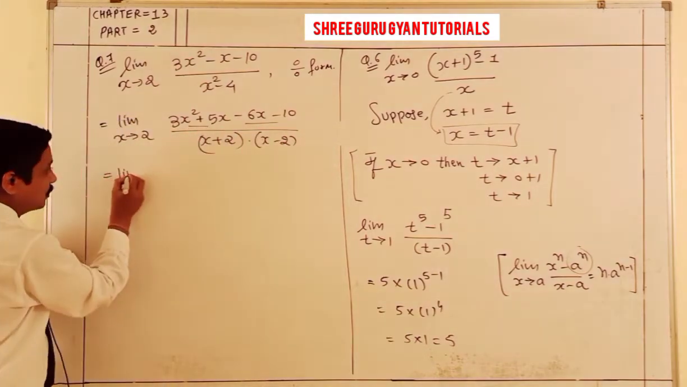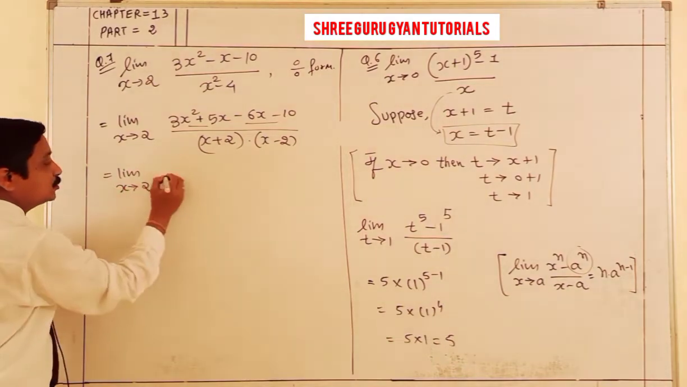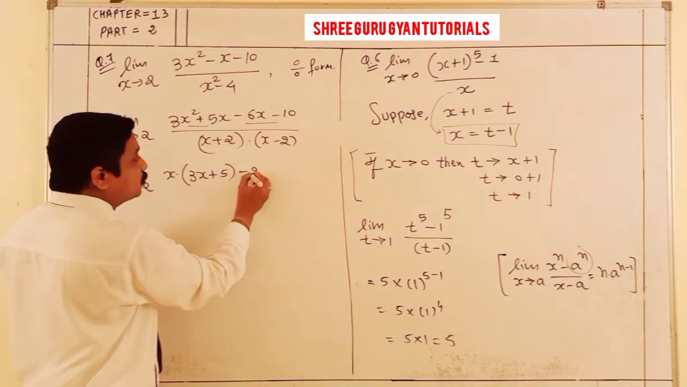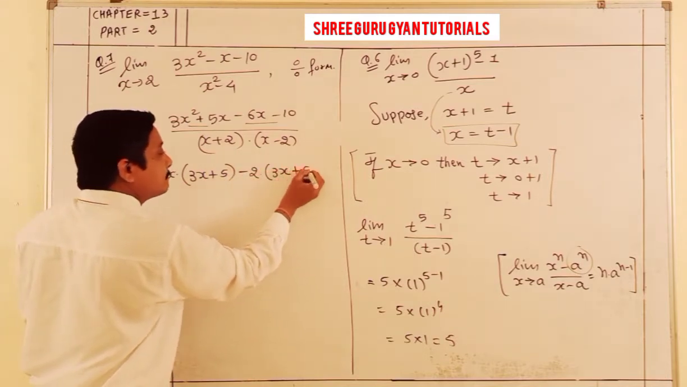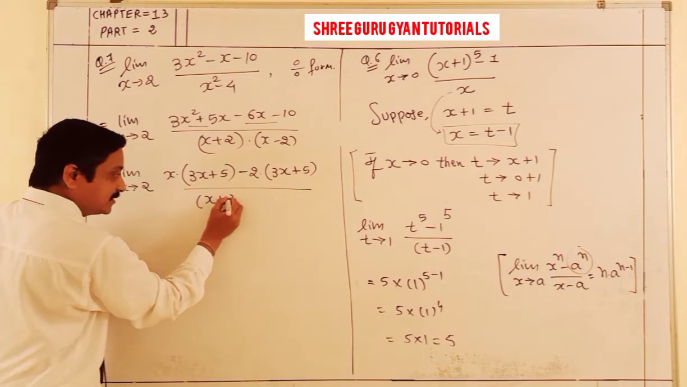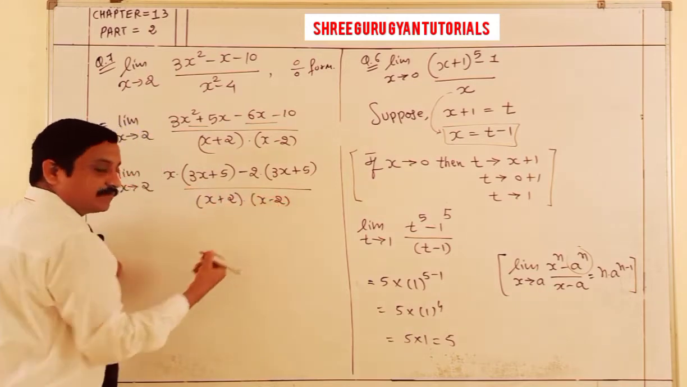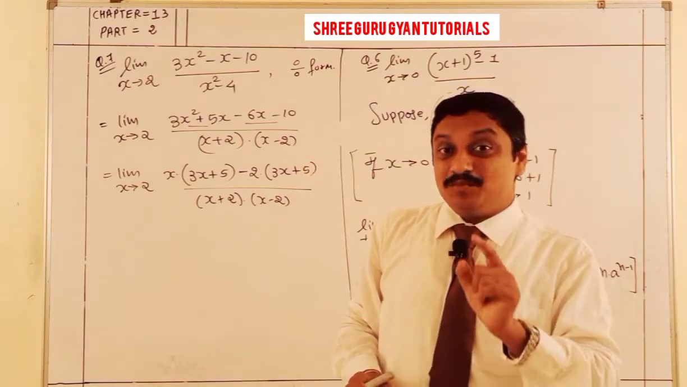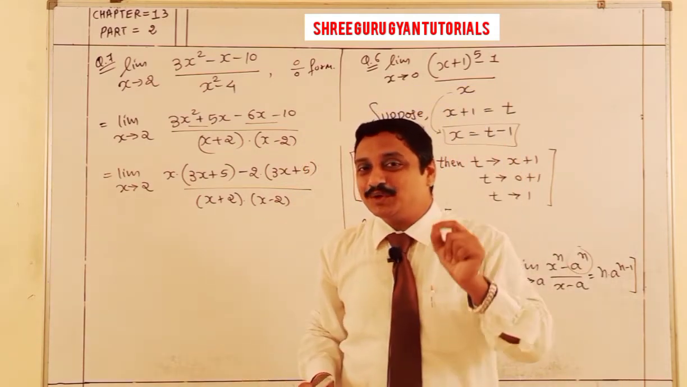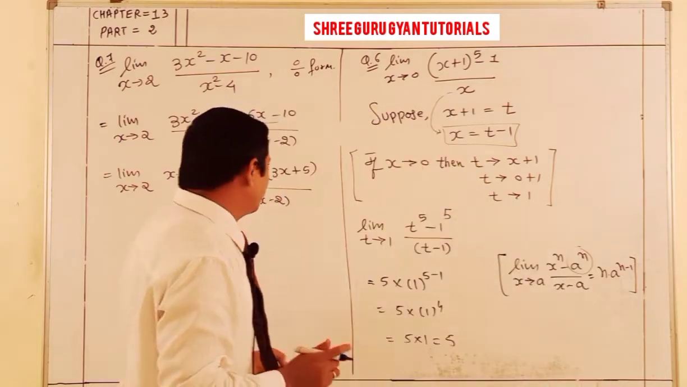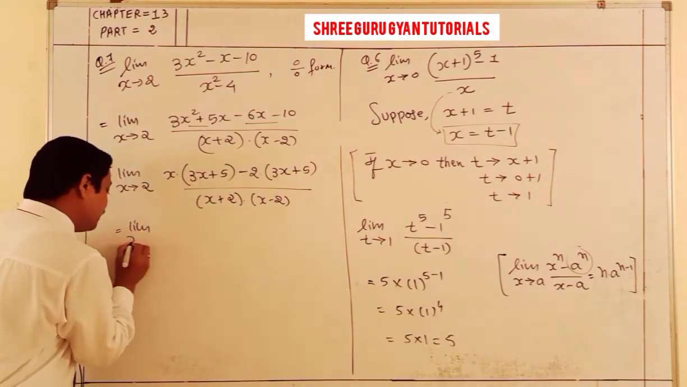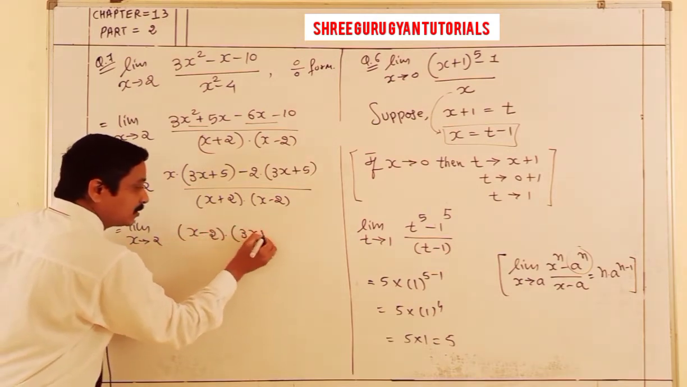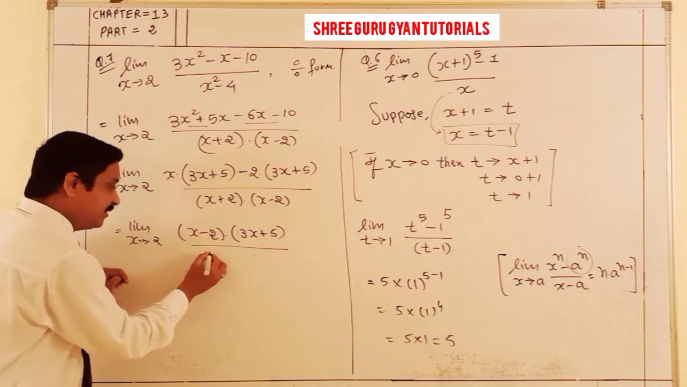So my first common, limit x tends to 2, here x, (3x + 5). That is only 2 common, (3x + 5). And in the last value (x + 2)(x − 2). Now, students, after taking common factorizations, you must cancel (x − 2) in numerator and denominator. So you have limit x tends to 2, (x − 2)(3x + 5) over the same.